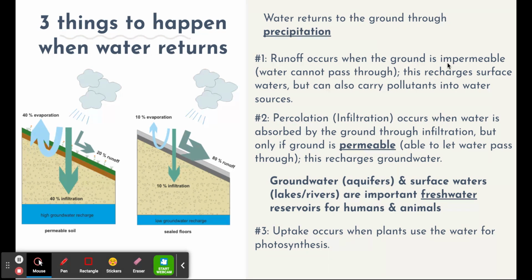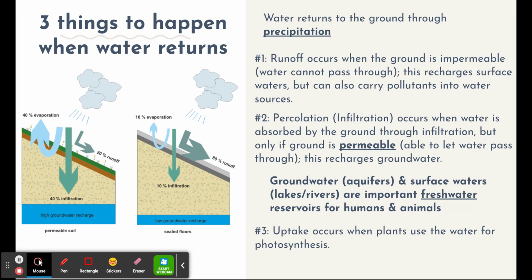So let's say that water hits a mountain and it's not going to go back down into the soil. So what it does is it actually goes through something that we call surface runoff or runoff. And when it hits an impermeable surface, like even a parking lot, it actually will run off of that surface until it hits either liquid water in the form of streams, or if it hits the ground, the soil, where it can actually then be absorbed. Runoff actually recharges surface waters, but it can also carry pollutants into water sources. And we'll talk about that a lot more later when we get to Unit 7, I believe.